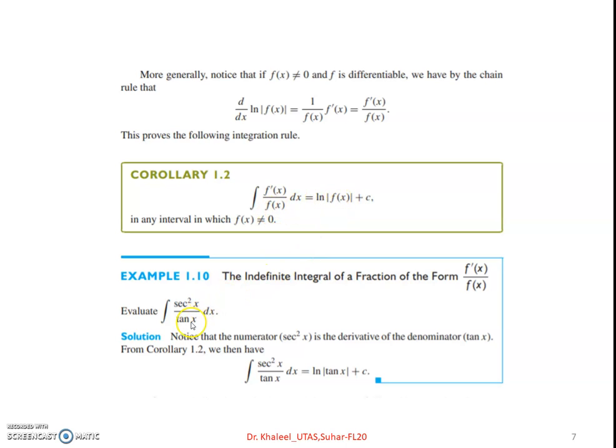You see here we have x square and tan x. What is the derivative of tan x? It is x square. So this is f prime, this is f. Therefore, ln of f, that is the denominator, plus c is the answer.